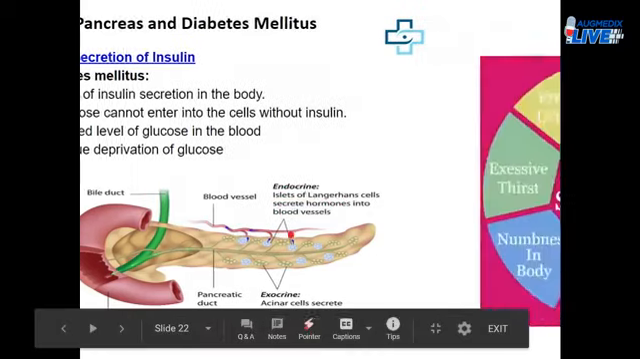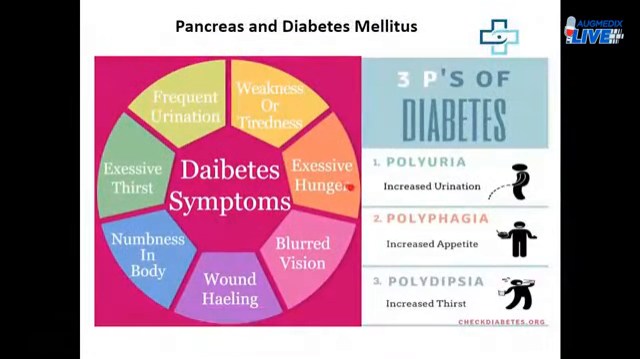All right. Now let's have a look at the symptoms. What is going to be the patient's complaint? Usually a patient who has diabetes or suspected diabetes presents with the 3 Ps. The 3 Ps mean P for polyuria, which means increased urination. Poly means more. The second one is polyphagia.